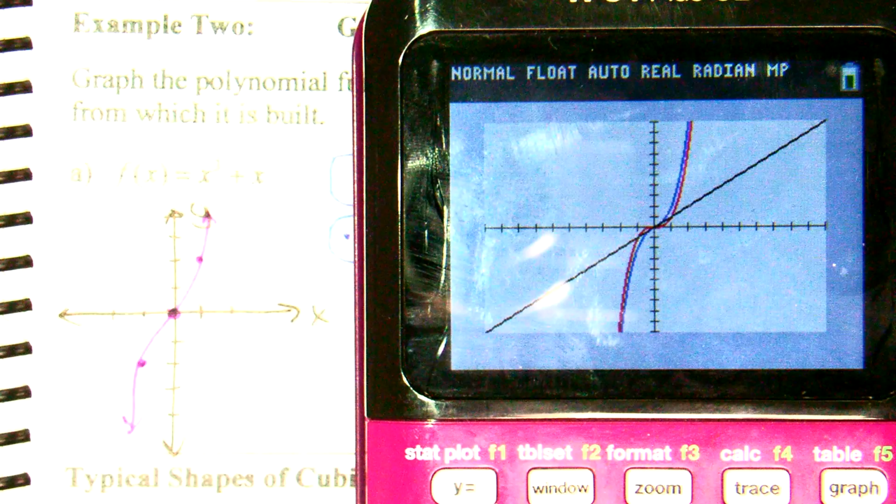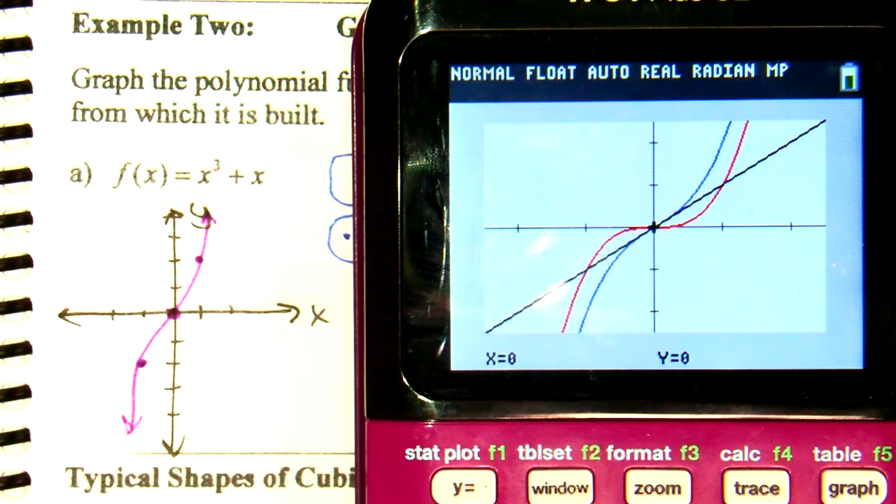Let's window. Oh my gosh. Okay, got it. Your stat plot is still on. Oh, we need to turn that off. I'm sorry, that took me so long to figure out why your calculator wouldn't graph. Okay.